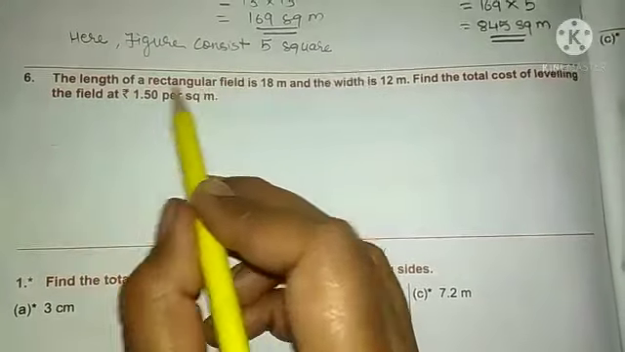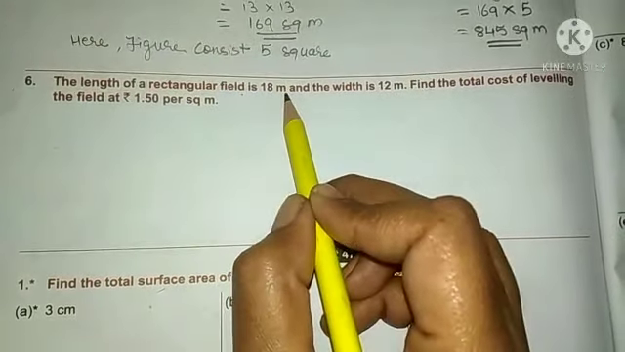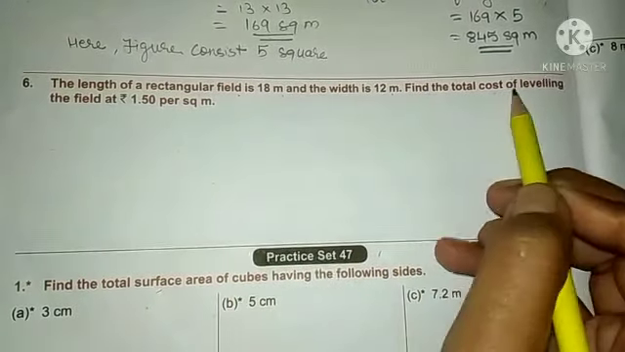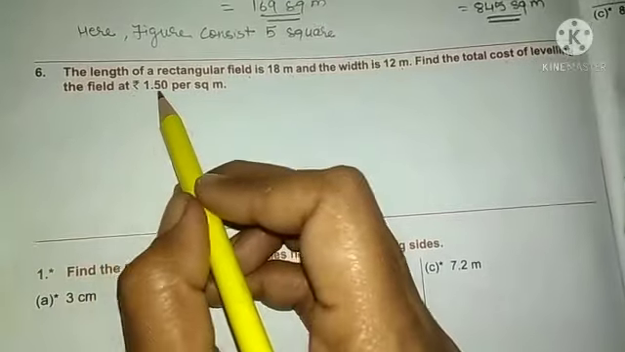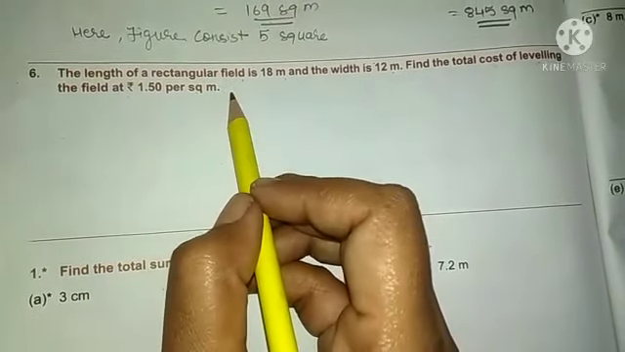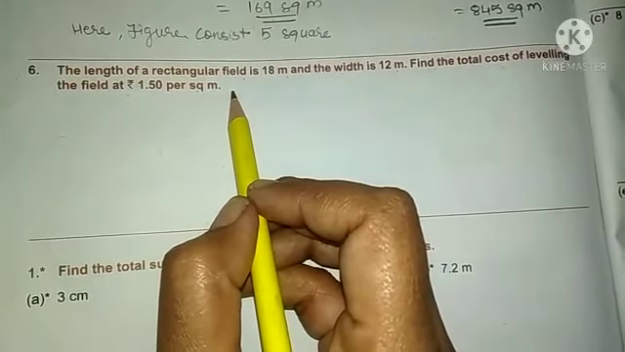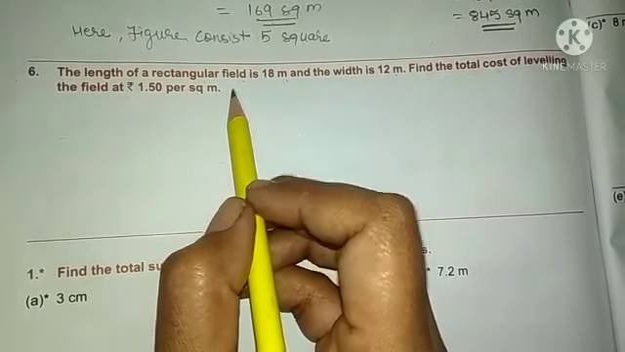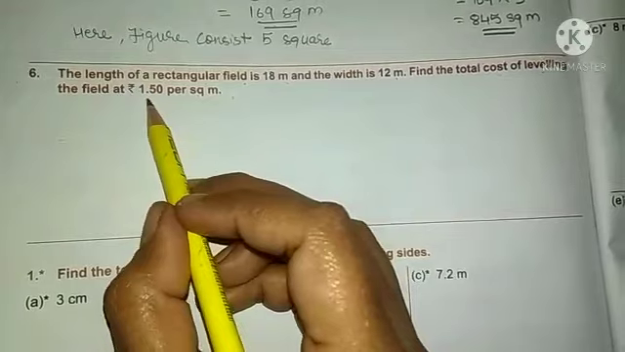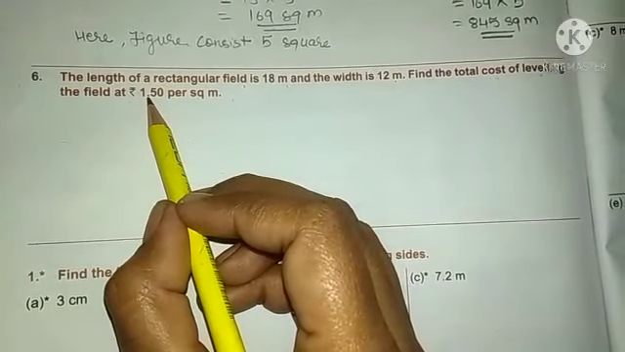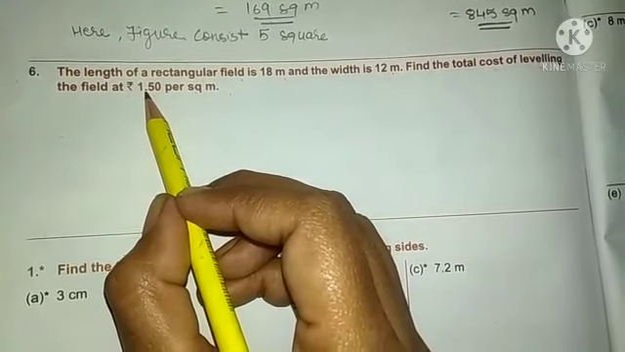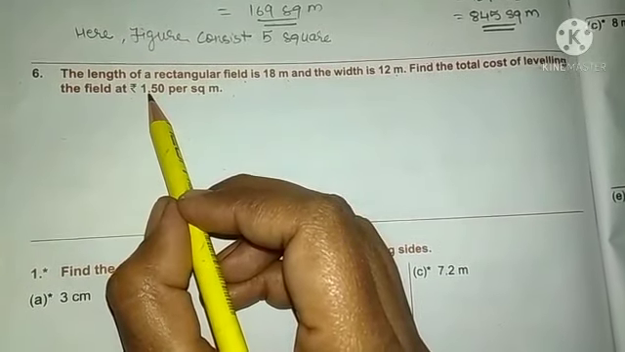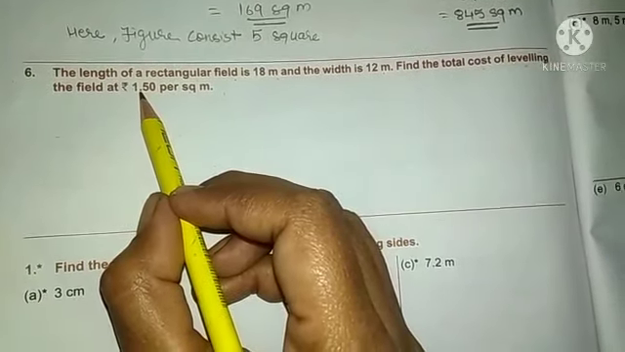Sixth question. The length of a rectangular field is 18 meter and the width is 12 meter. Find the total cost of leveling the field at rupees 1.50 per square meter. Now here again, what do we have to find out? We have to find out the cost of leveling the field. Clear? The rate is given, that is 1.50 per square meter. But first of all, we have to find out the total area of the rectangular field. Clear? So how are you going to find it out?